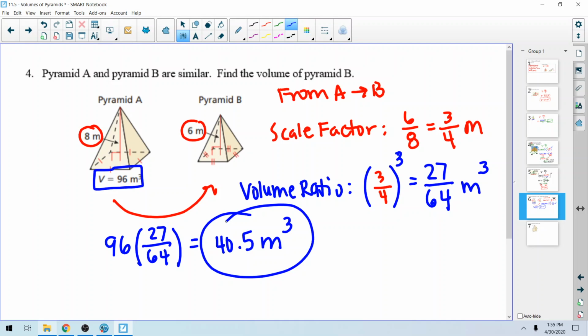Now notice when you're doing these, you don't have to worry about dividing by 3, you don't have to worry about using any of those other rules. It's exactly the same as we did before. You just have to take your scale factor, cube it, and then multiply it by your value.